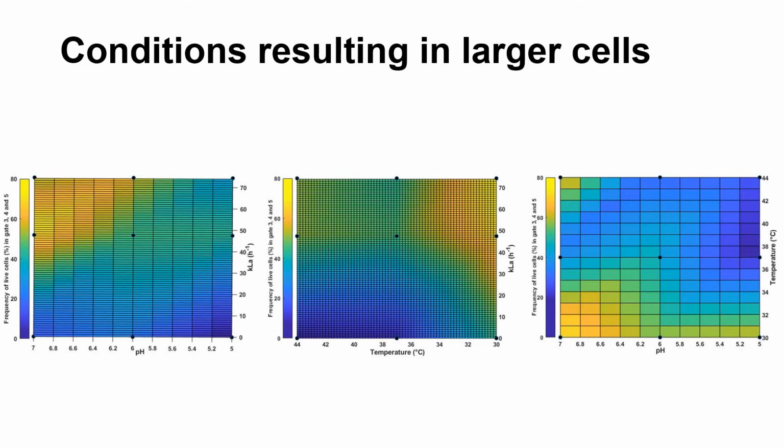To check which conditions resulted in larger or long cells, surface plots with the frequency of cells in gates 3, 4 and 5 combined were made with different process variables. From these graphs, it suggested that high pH, high oxygen levels and low temperature resulted in larger cells, possibly acting as triggers for chain formation, which was inversely correlated to cell growth. This can be backed up by the pictures taken using light microscopy and scanning electron microscopy.